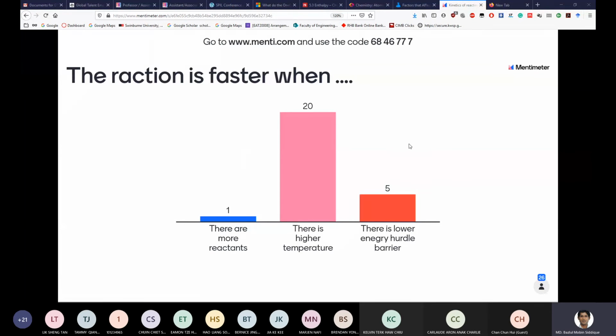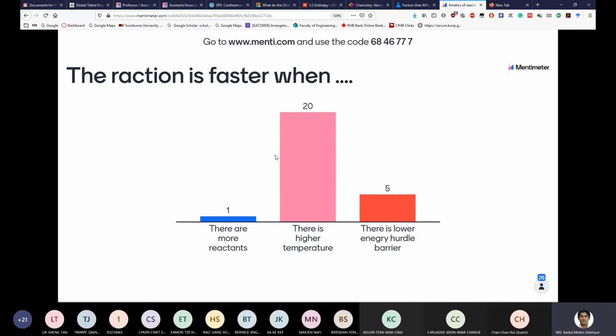Okay, so what happened to the others? Only 26 for both the Menti. I can see 33, 34 students are here, but only 26 students did it. Okay, but anyway, I cannot force you to do that. It's up to you.